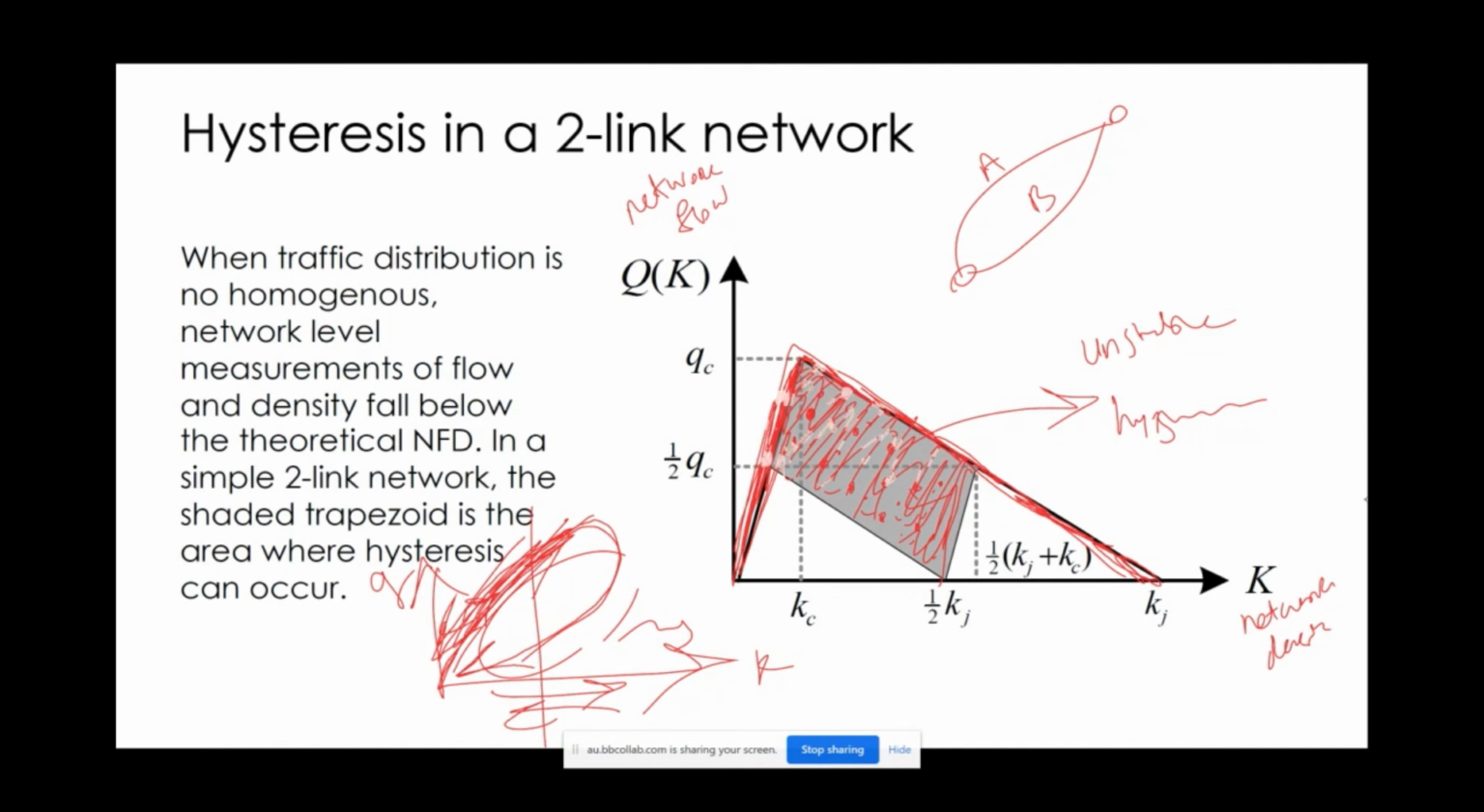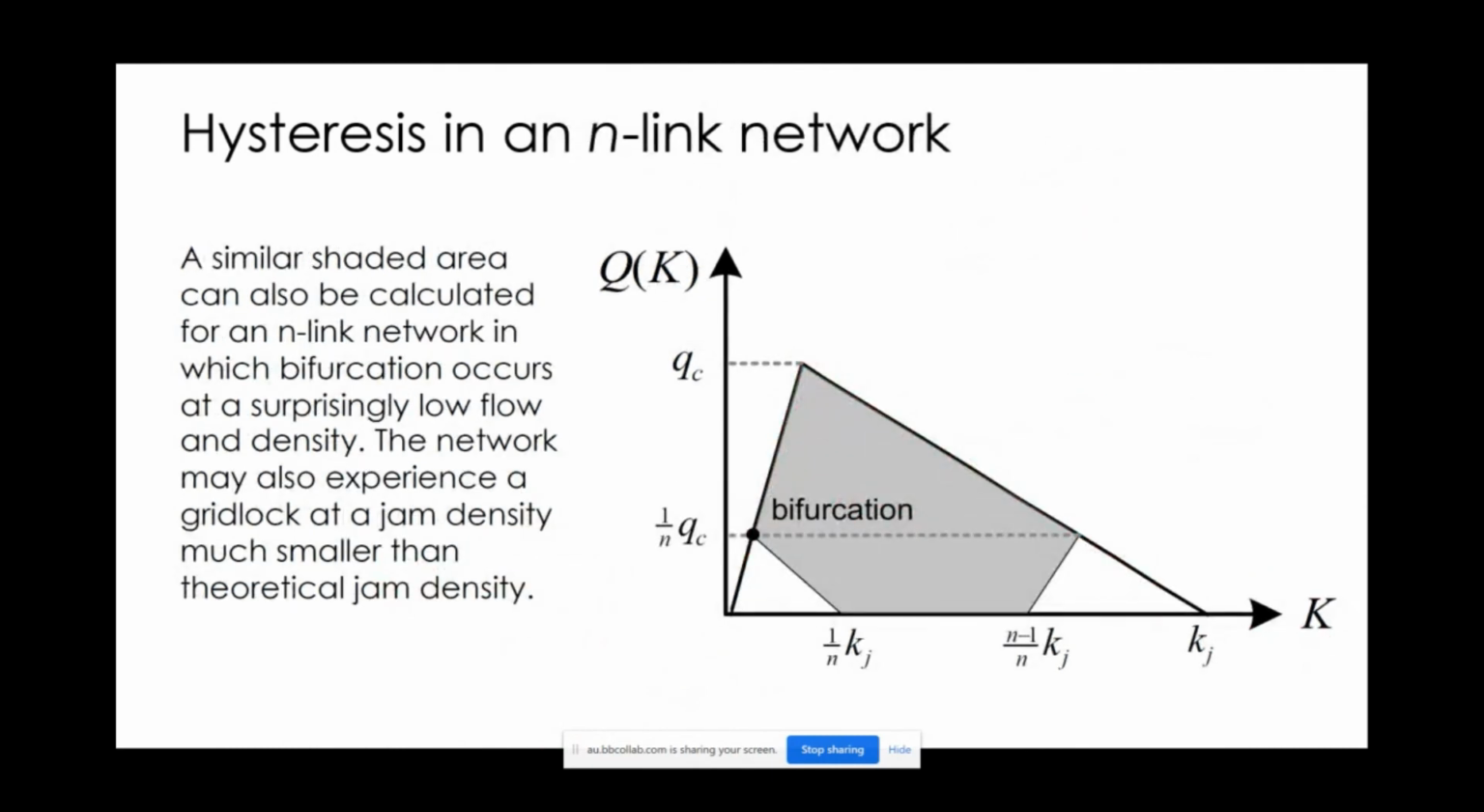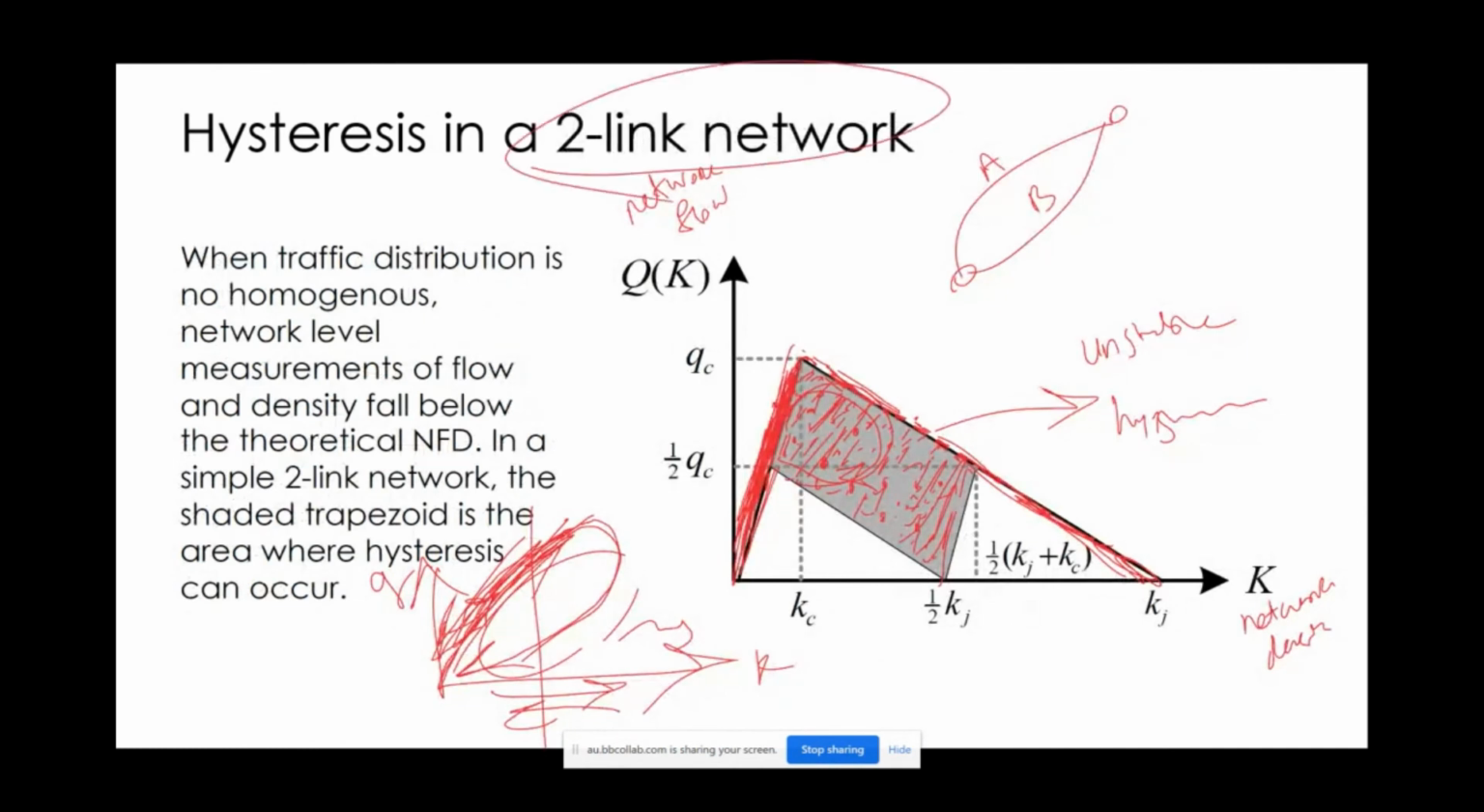If I want to show you, for example, I can go up and then I can come down. I don't necessarily come down on the same path that I was going up when density was increasing. Now imagine, so this was for the two-link network.